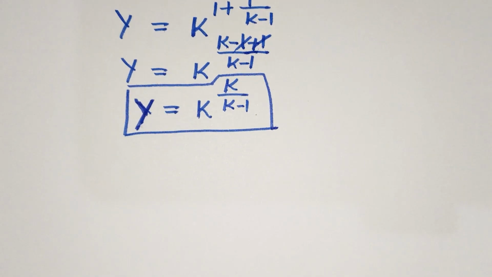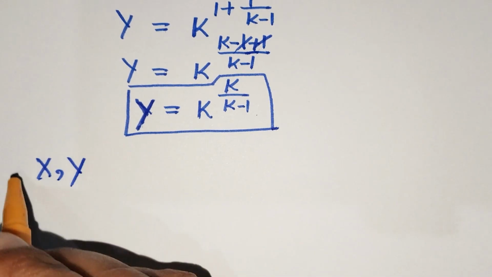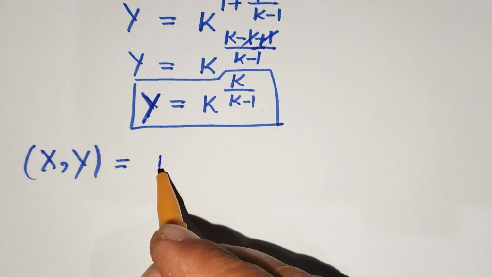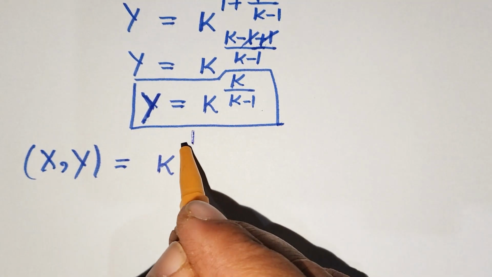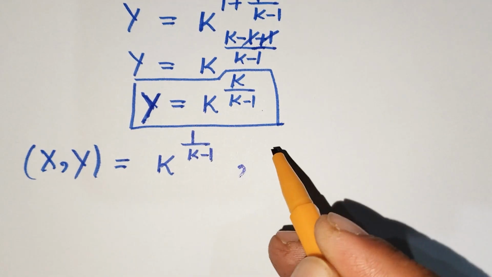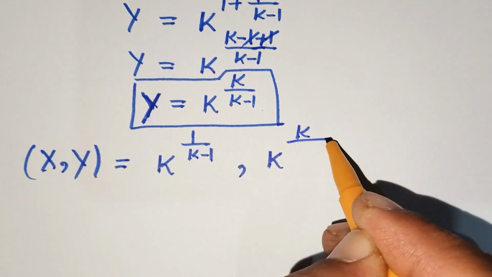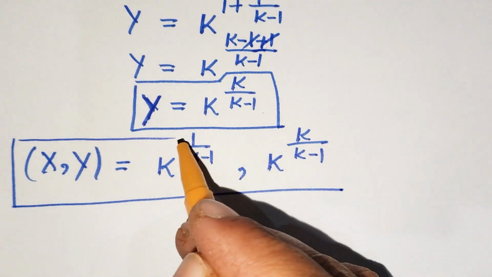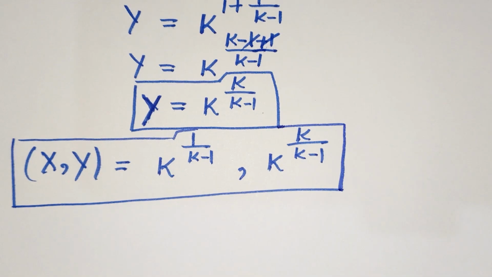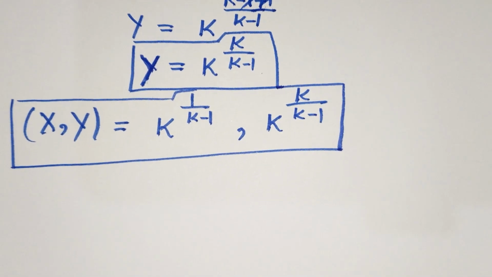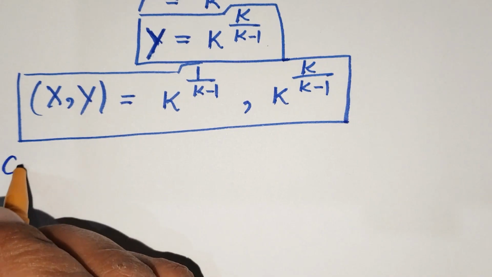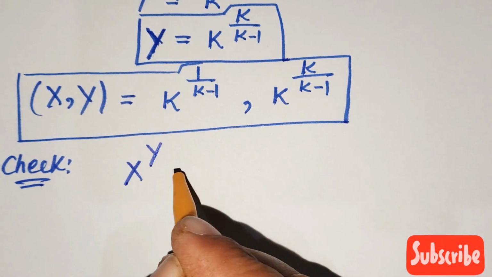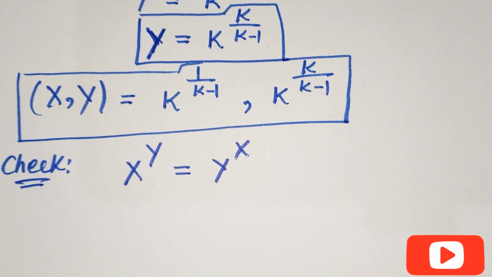Now writing the values of x and y, which is our answer: x is k raised to power 1 over k minus 1, and the value of y is k raised to the power k over k minus 1. So these are the two values, but now we are going to verify our result. Our question is x raised to power y is equal to y raised to power x.